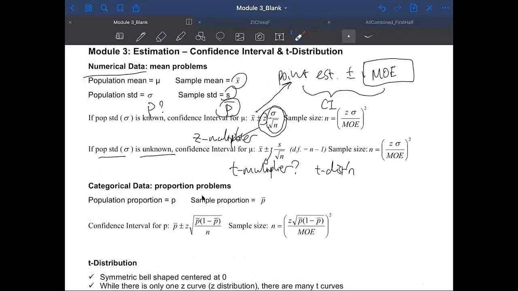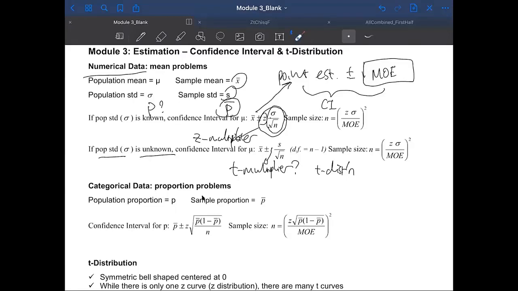For some other types of problems we're dealing with categorical data, proportion problems. You probably remember we did something similar last time. It's very, very important that we are able to differentiate what kind of data we have. Either it's numerical data, dealing with means, where they were talking about averages and standard deviation, or sometimes it's categorical data, and you're dealing with proportions or maybe percentages or ratios. So those are the problems we need.